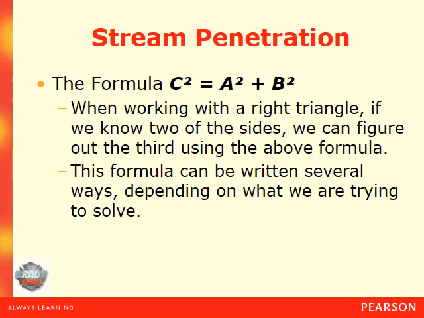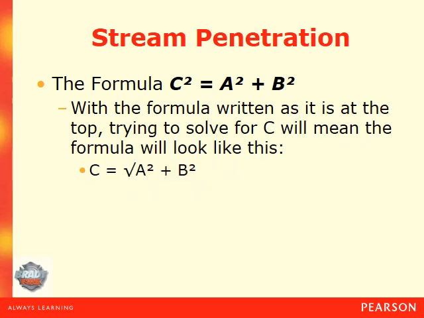Okay, our next formula, c squared equals a squared plus b squared. When working with a right triangle, if we know two sides, we can figure out the third using the above formula. This formula can be written in several ways depending on what you are trying to solve. With the formula written as it is at the top, trying to solve for c will mean that the formula will look like this.